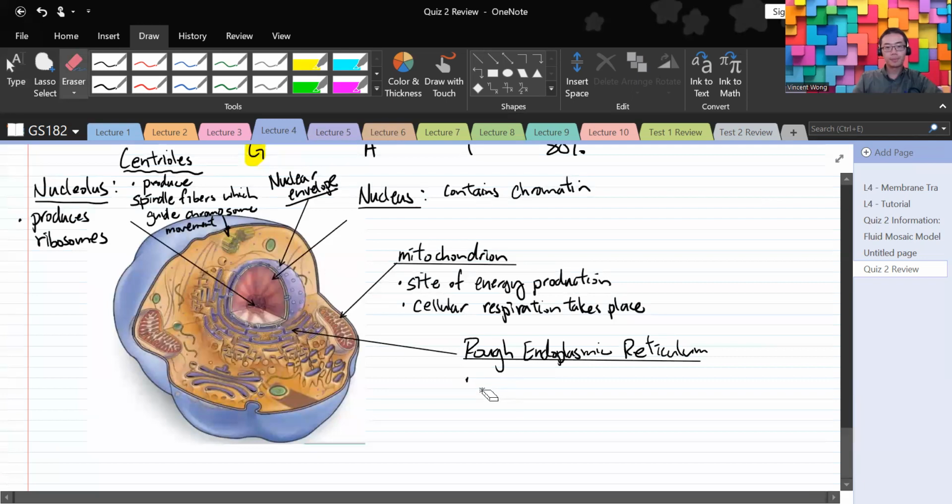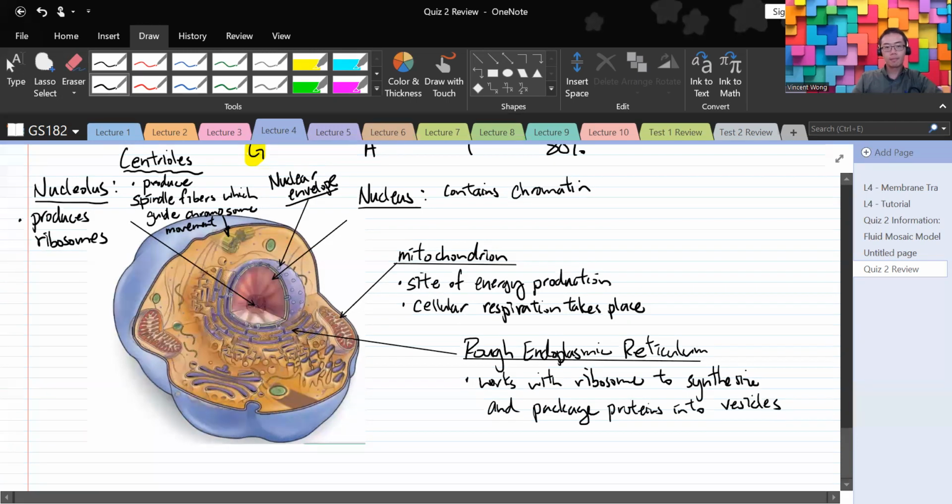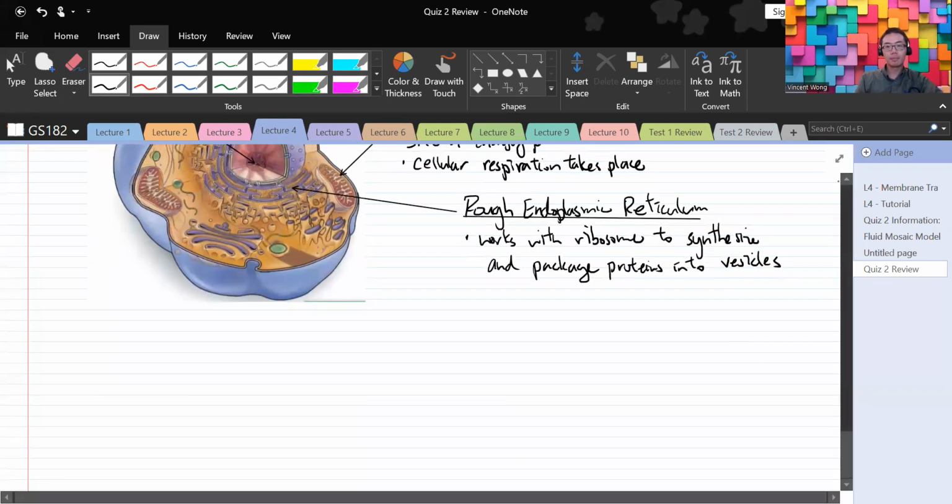It works with ribosomes to synthesize and package proteins into vesicles. The vesicles will then bud off and fuse with the Golgi body here, right? So that's the rough endoplasmic reticulum.